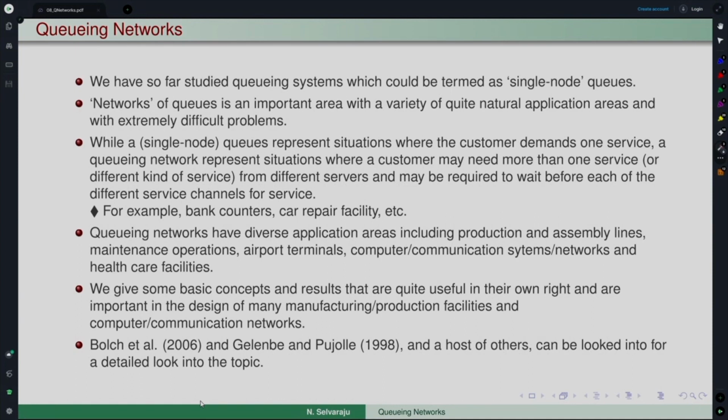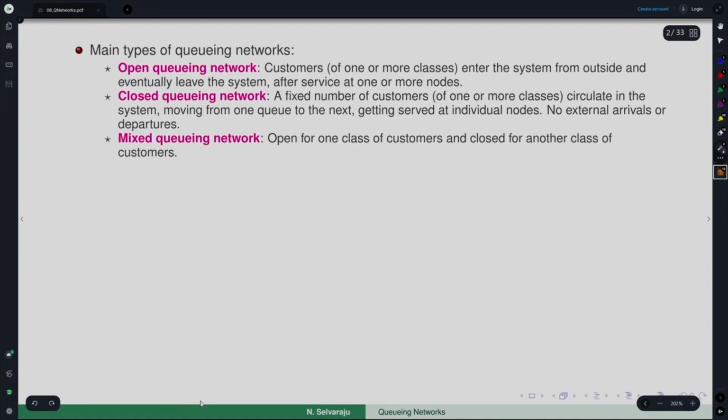So, basically what we have is the study of queuing networks. Now, what are the different types of queuing networks that one can broadly classify? Okay. We basically have 3. Of course, the third one is a mixture of the first 2. So, you may even say open and closed alone, that maybe you can classify them.